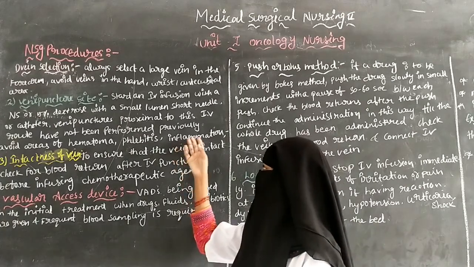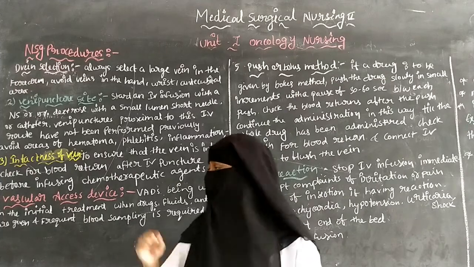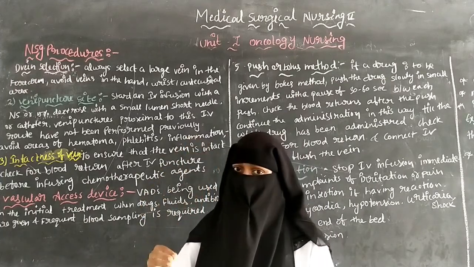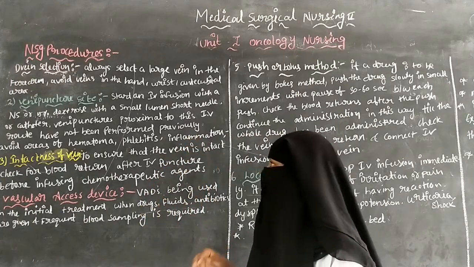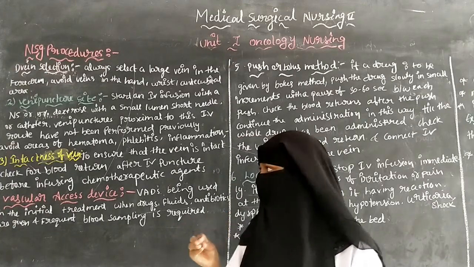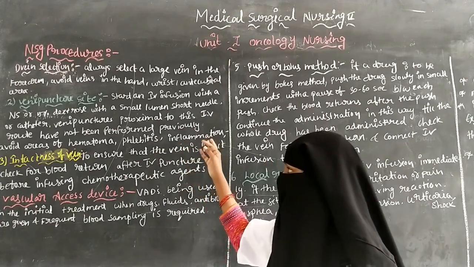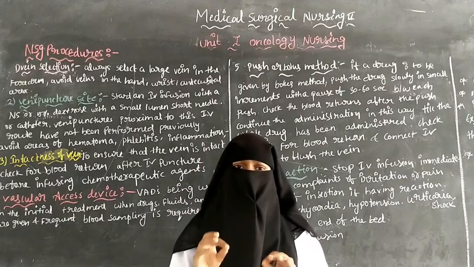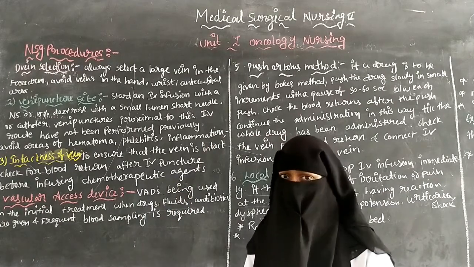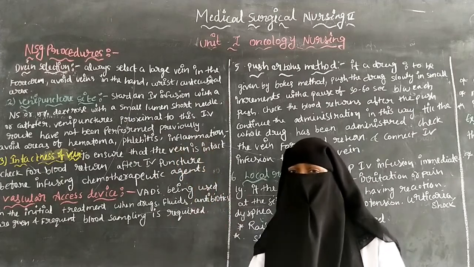And the next one is inflammation. If the venipuncture is done properly, there is no inflammation. If the venipuncture is not done correctly, and the needle is not correctly in the vein, it causes inflammation. So we should remove the needle immediately.